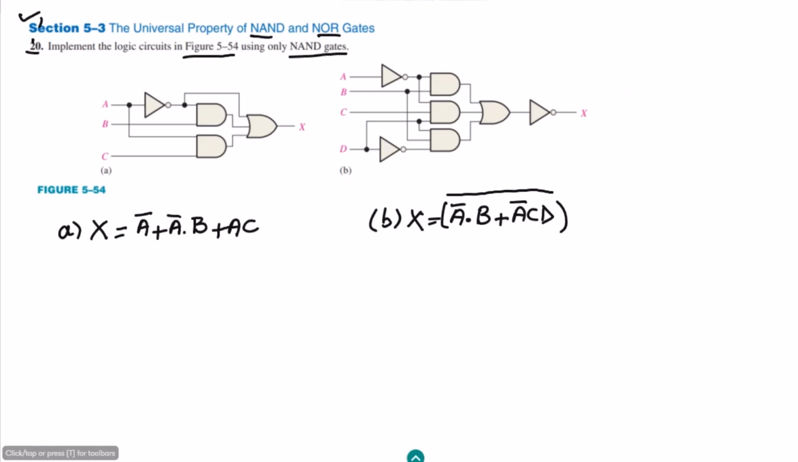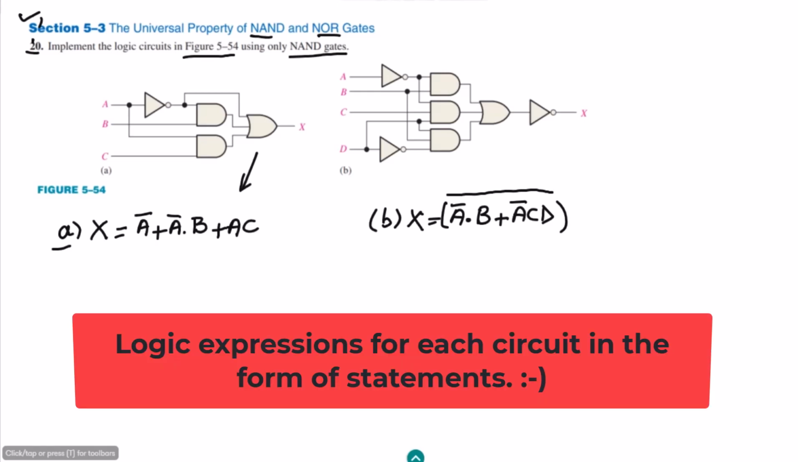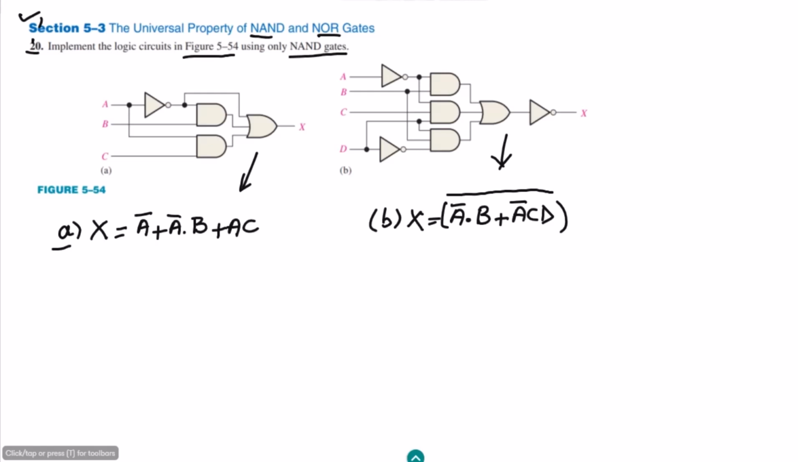So let me proceed here for question number 20, and here I have written the statement for each of the questions and for each of the circuits. This is the statement for part A, and for part B I have also mentioned the statement. Okay, so here let me solve question 20 part A.